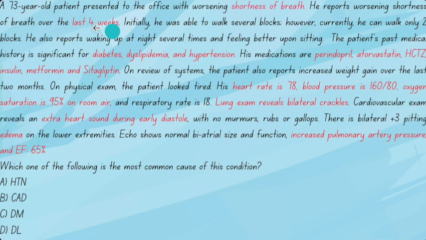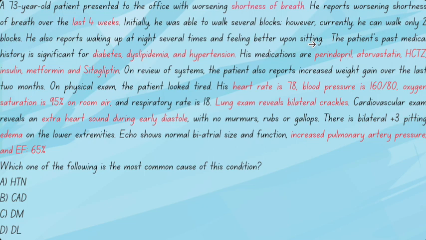Shortness of breath, I think about lung, kidneys, blood, heart. It's 4 weeks. It's acute. Sorry, it's subacute to chronic. Initially was able to walk several blocks. However, currently can only walk 2 blocks. So it's exertional shortness of breath. He also reports waking up several times at night, gasping for air and feeling better upon sitting. So they are telling you this guy has orthopnea. So exertional shortness of breath, orthopnea, that's a sign of fluid overload. Again, this can happen in heart failure, but can sometimes also happen in chronic kidney disease and fluid accumulation. But in an MCQ setting, this is more likely a heart failure question.